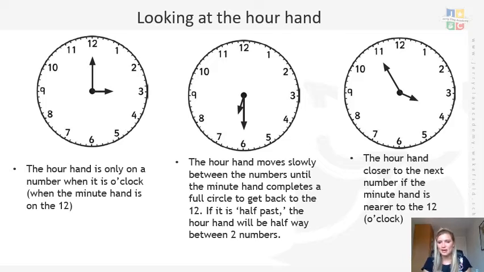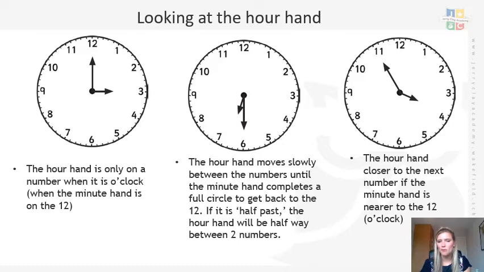But when the minute hand moves around the clock, it also pulls the hour hand with it. The hour hand doesn't obviously do a full circle because it only moves between one number and another number. So if we look at the second picture, you can see that my minute hand has now moved half way around the clock, so it's half past. But what has happened to the hour hand?